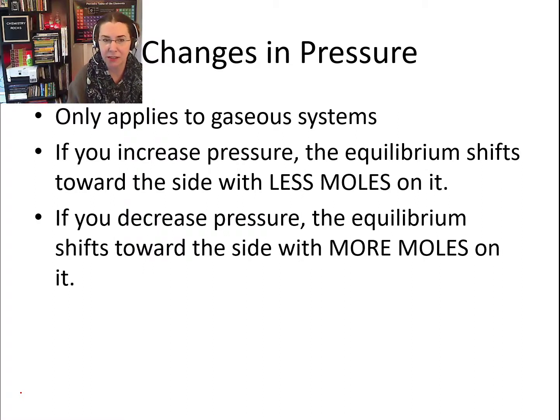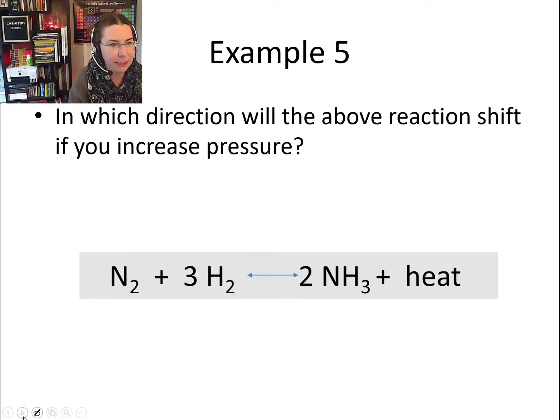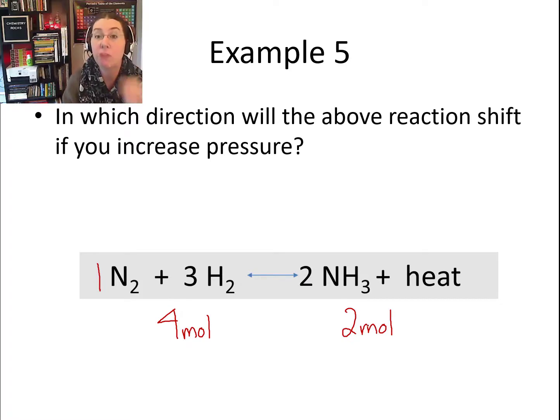And if you decrease the pressure, the equilibrium is going to shift toward the side with more moles of stuff in it. So, in example 5, in which direction will our reaction shift if we increase the pressure? All right, so let's take a look at how many moles of our substances we have, because it's all about that. So we're increasing the pressure, right? On this side, I've got 4 moles of substance, because I have 1 mole here, plus 3 gives me 4. Here, I've only got 2 moles of substance. The heat doesn't count as matter, it's its own thing. So here we have 2 moles. So if I increase my pressure, I'm going to move toward the side with fewer moles, which means I'm going to shift right.